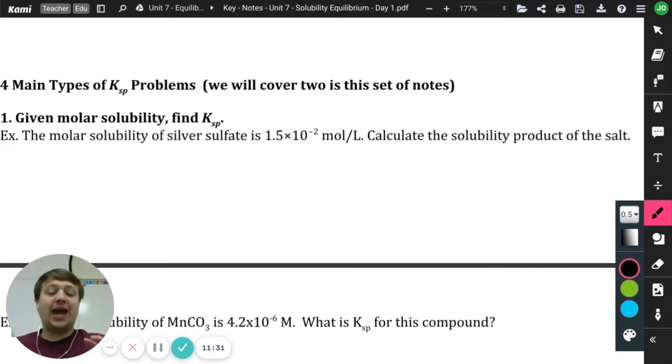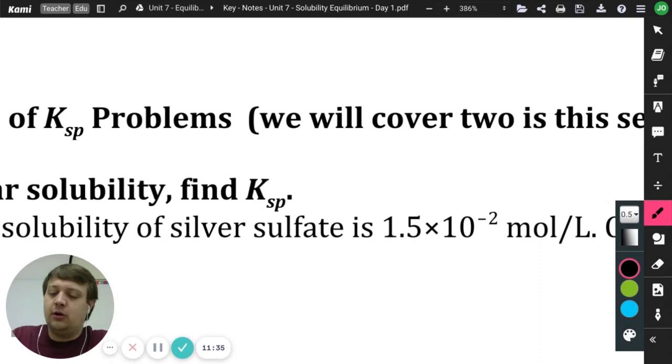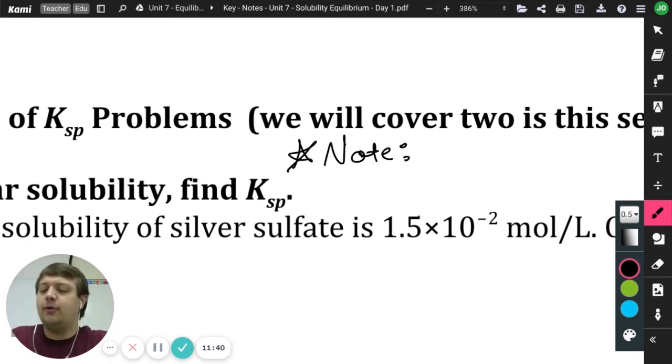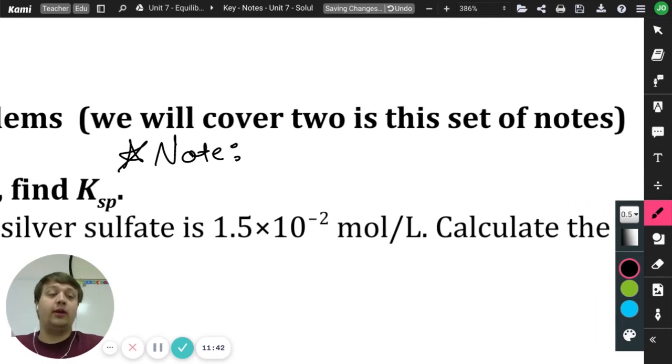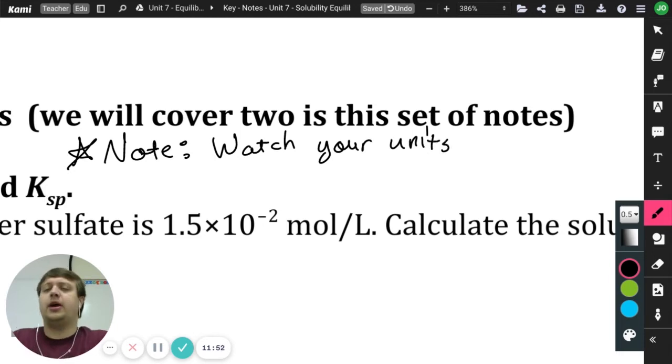Now, before we actually get started on these types, one thing I want y'all to note, and I'm actually going to write it here because it is important. It is a common way that you can get tripped up with your KSP problems. So my note is to watch your units. Okay, so watch your units.